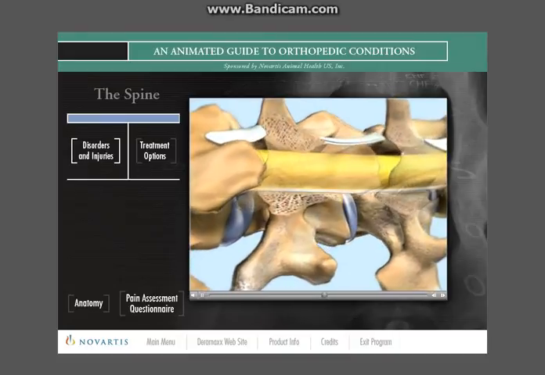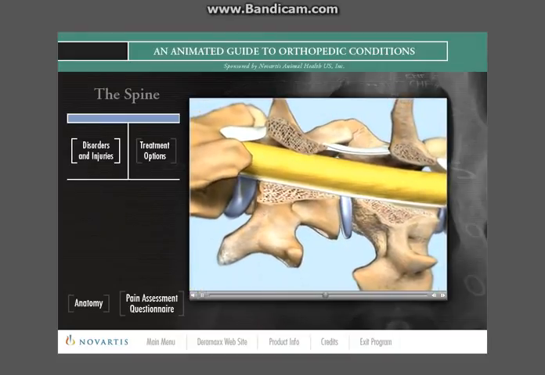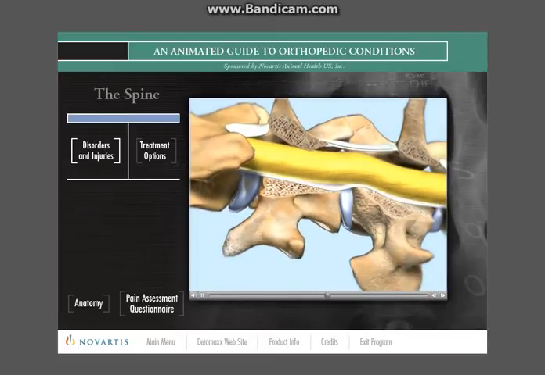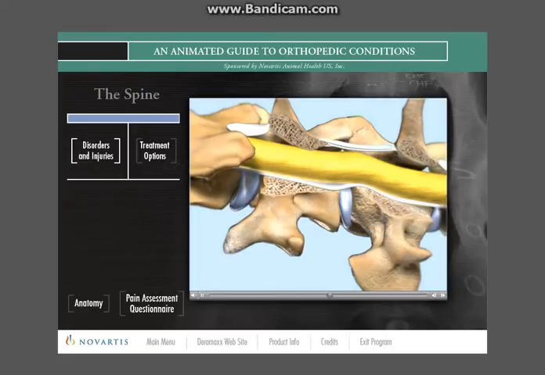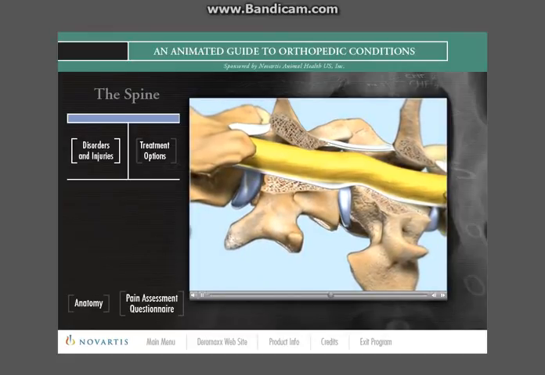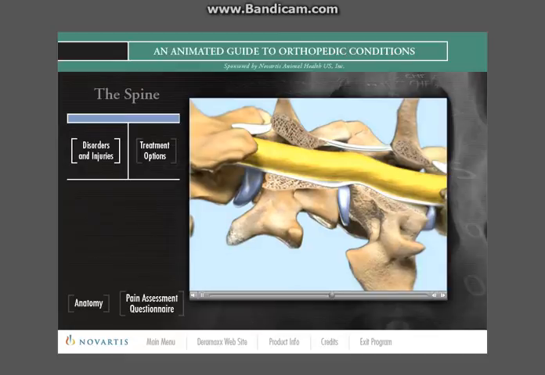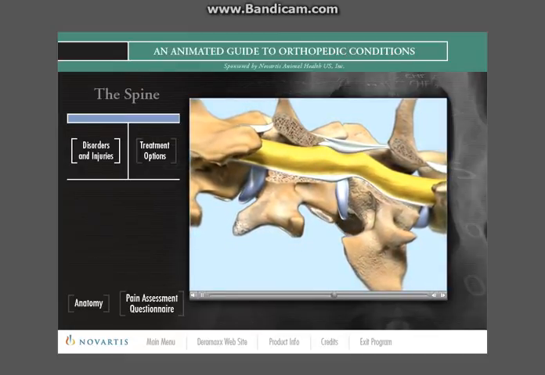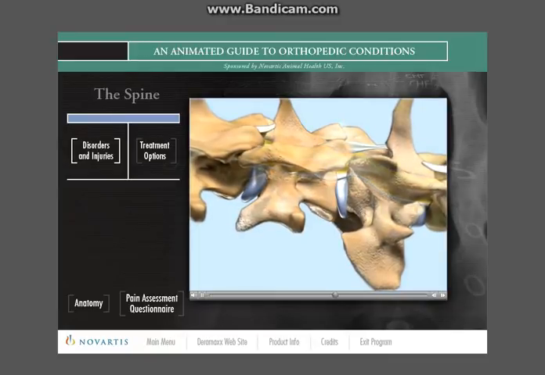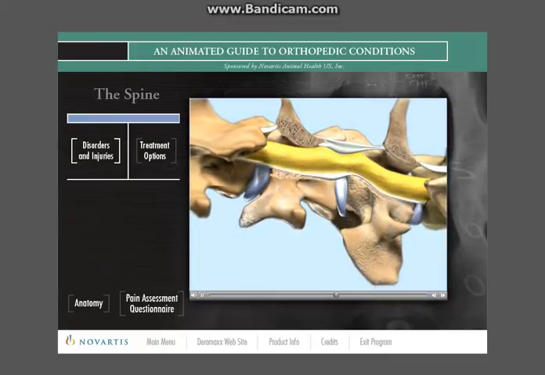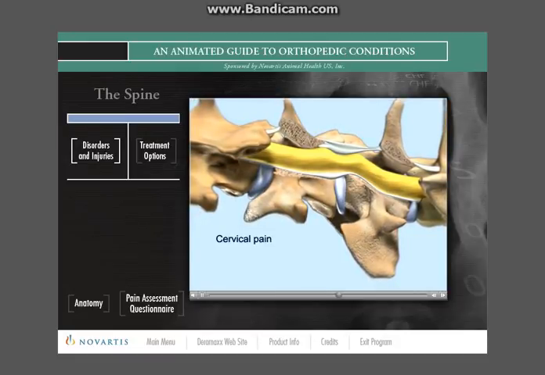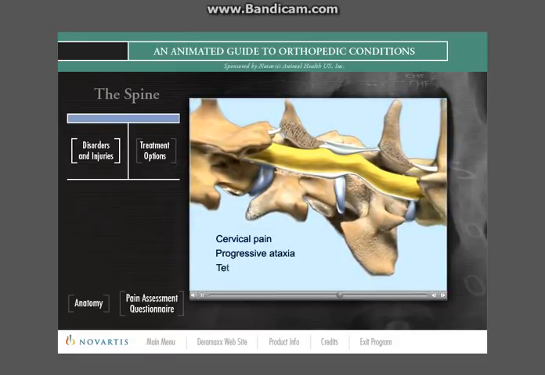Abnormal development of the cervical vertebrae or the concomitant abnormal articulation of these vertebrae may compress the spinal cord directly. More commonly, these features produce spinal cord compression by inducing secondary changes, primarily in the soft tissues of the intervertebral disc, the interarcuate ligament, the articular facets, or any combination. Cervical pain is characteristic of this disease, which is often accompanied by progressive ataxia to tetraplegia.